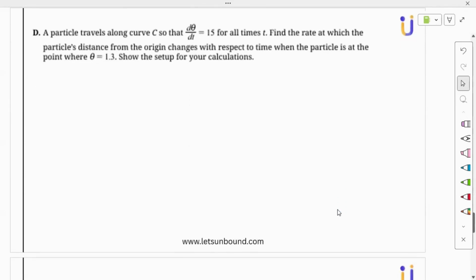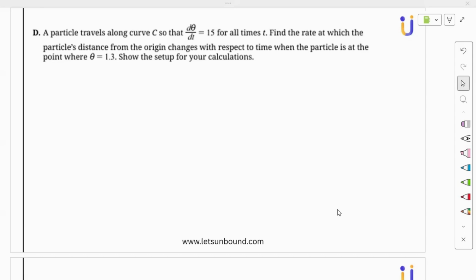A particle travels along curve C so that d theta by dt equals 50 for all times t. Find the rate at which the particle's distance from the origin changes with respect to time t when the particle is at the point where theta is 1.3. Okay, what had been asked here? Right, so the particle moves with d theta by dt, the rate of change of theta with respect to time t. We need to find the rate of change of r with respect to t at the given theta.